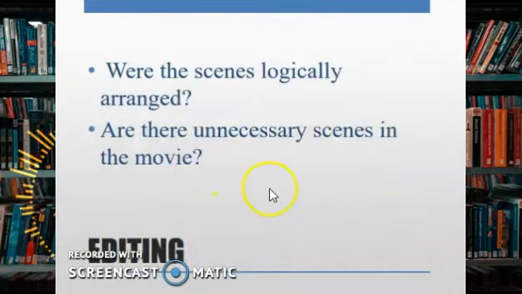Next, we also need to observe the editing. Are the scenes logically arranged? Or maybe it adds confusion to the audience, or it gives them the clue. Or you have to identify if there are unnecessary scenes that were added or included in the movie.